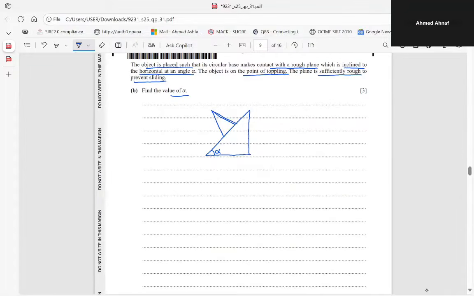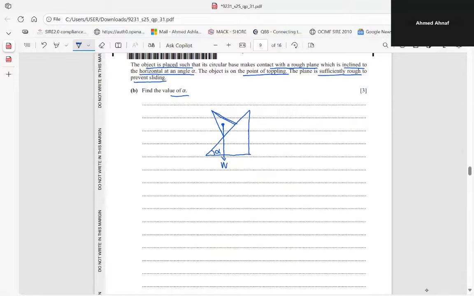Yeah, so this is the cone, and then this is the center of mass. So if this is the center of mass, then obviously the weight would be acting through here, because when an object is on the point of toppling, the line of action through which the weight of the object acts must pass through the edge of the object. So this is the weight.